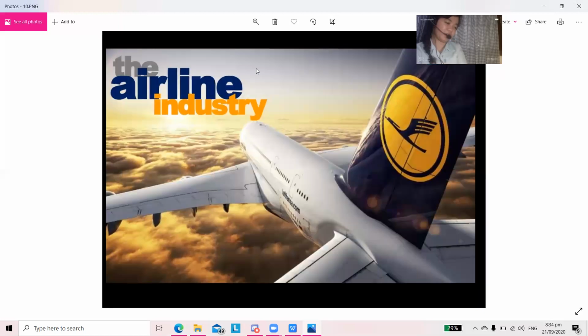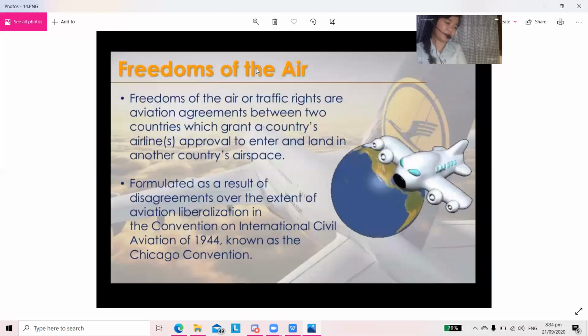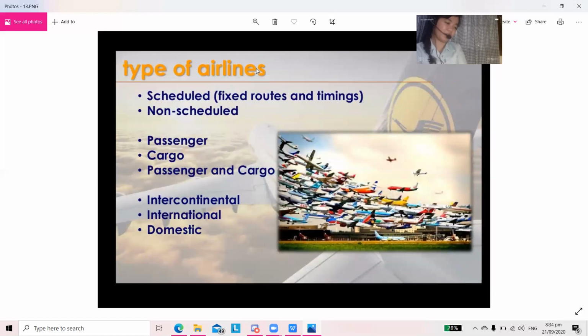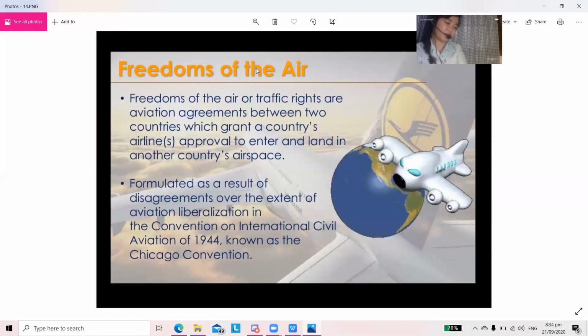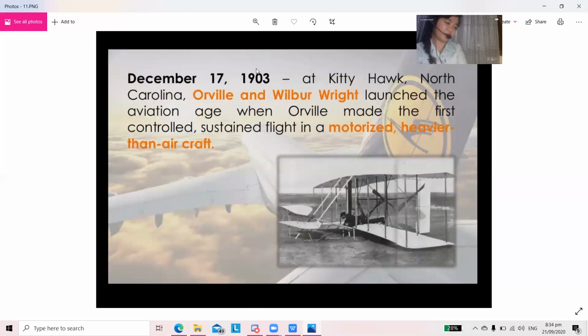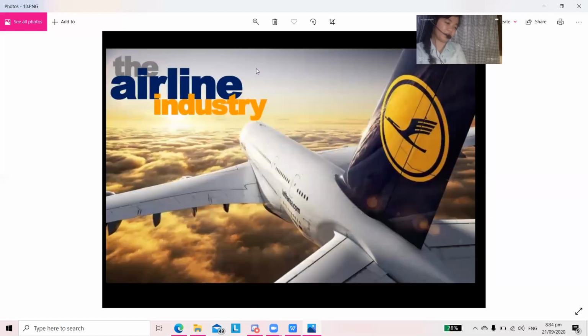Okay. Let's now proceed to the airline industry. I've only discussed a few of the types of airlines, and then probably on Wednesday, we are going to discuss freedoms of the air. So let's now proceed to the first industry. In this lesson, we are going to talk about airline, rail, automobile, coach, and, sorry, not steamships, cruise ships or cruise line, after airline.